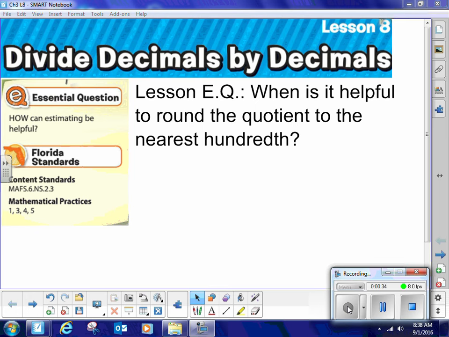The essential question for this lesson is, when is it helpful to round the quotient to the nearest hundredth? First off, let's look at the question. It's asking you to round the quotient to the nearest hundredth. At the very end of the last lesson, we saw that maybe rounding to the nearest hundredth is necessary sometimes. If you can remember what it is, you'll be able to answer that question. If you don't, I'll try to readdress this question at the end of this lesson.